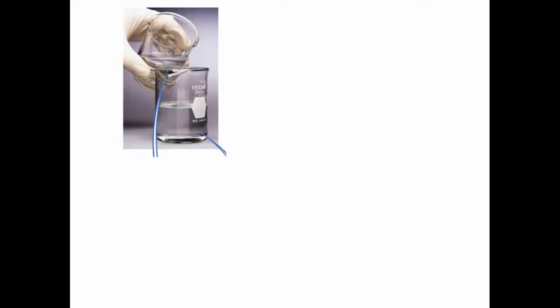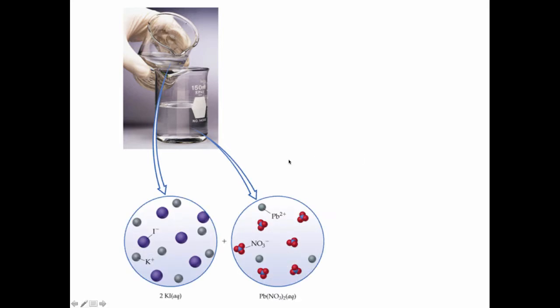If we mix together a solution of lead 2 nitrate and potassium iodide, here's what it looks like on a macroscopic level: both solutions are clear and colorless. On an atomic level, the lead 2 nitrate consists of lead 2 plus ions and nitrate NO3 minus ions dissolved in water, and the potassium iodide solution is a mixture of potassium ions and iodide ions in solution.